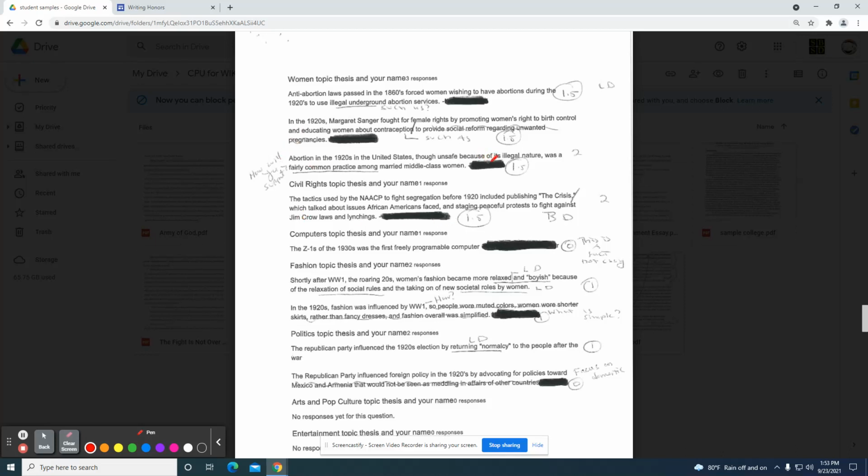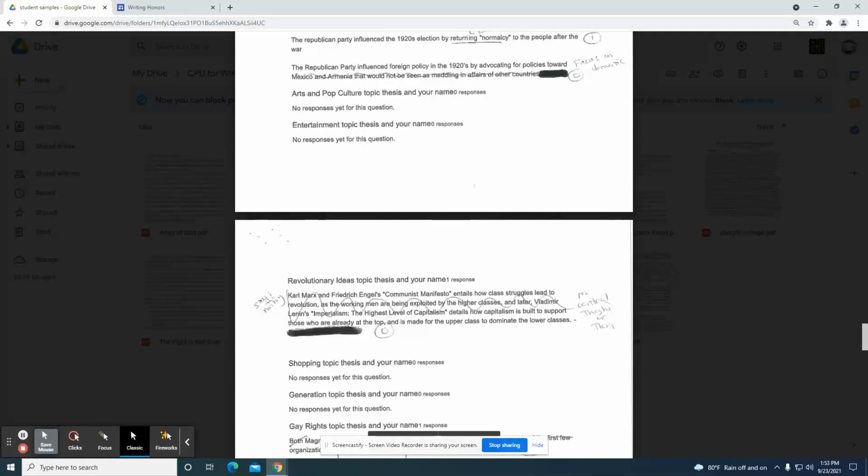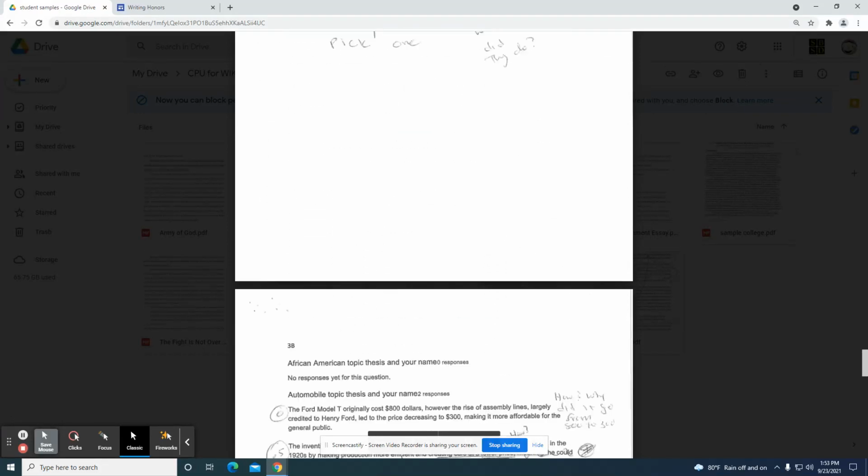Abortion in the 20s, though unsafe because of its illegal nature, was a fairly common practice among married middle-class women. I like that they're locking themselves into this. They're only going to write about that. A fairly common practice. I don't know how you're going to support that. Are you going to use data? If you are, I would suggest looking up the book When Abortion Was a Crime. I think I have sources for that on my race, class, gender page. So go to the gender tab, and then you can look.